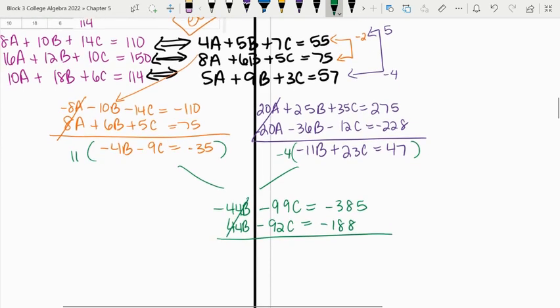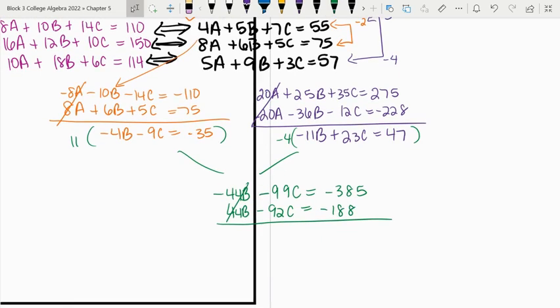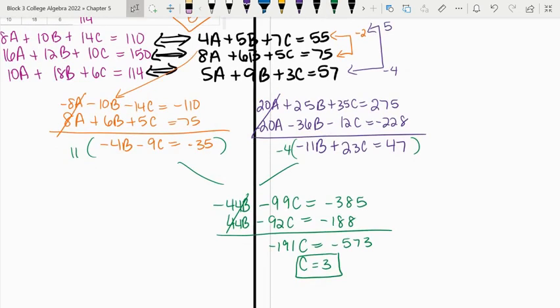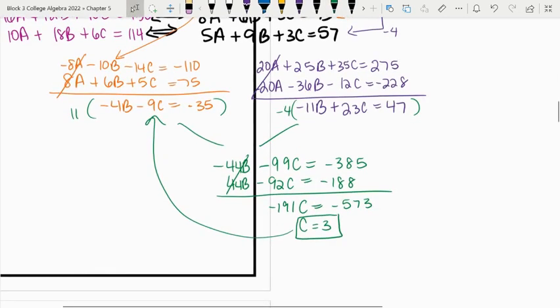B's are gone, add the C's, so negative 99 minus 92, negative 191C equals 385 plus 188, negative 573. Let's hope that divides. Divide by 191. Yep. C equals 3. So factory C is 3. Back that up. Let's just back it up into here and find the B.